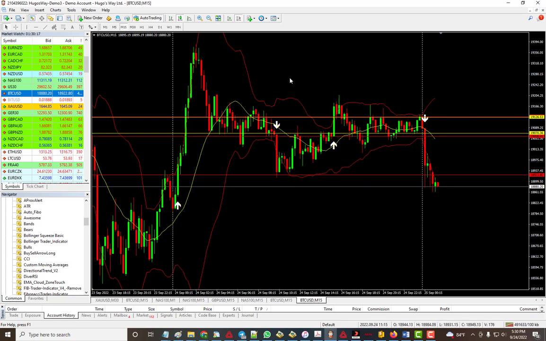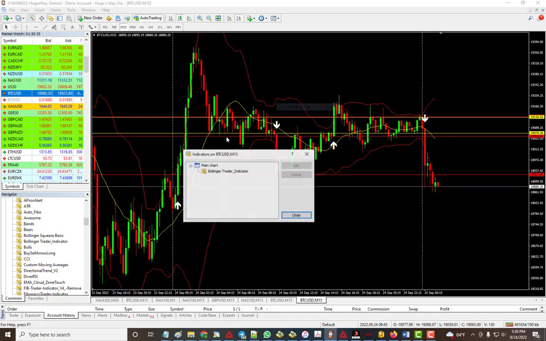So again, the first and the second are similar, but the second one has support and resistance included, so we can make sure that it breaks through the support and resistance before we jump into the trade as well. All right, now moving on to the third strategy that we have.